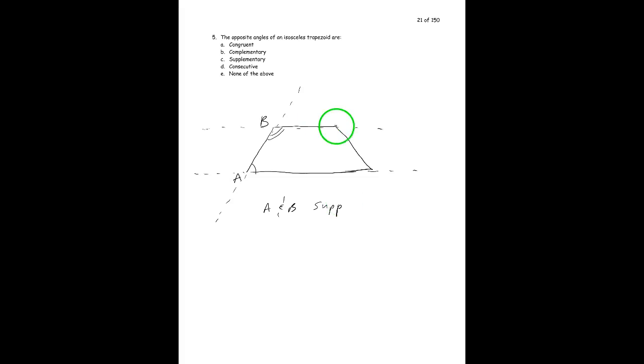But then the thing to note in an isosceles trapezoid is that what we really care about in this problem is A, and then we'll call this angle C. So how are those related? Well, we know that angle C is congruent to angle B because it's an isosceles trapezoid.